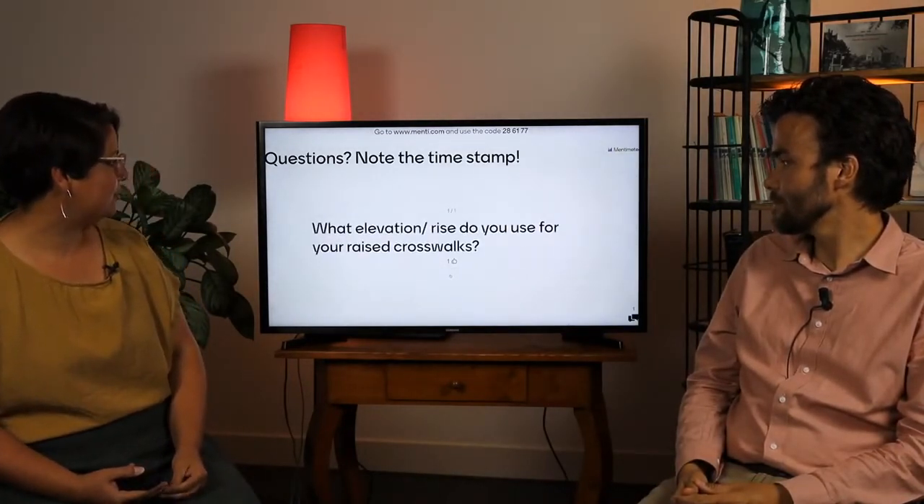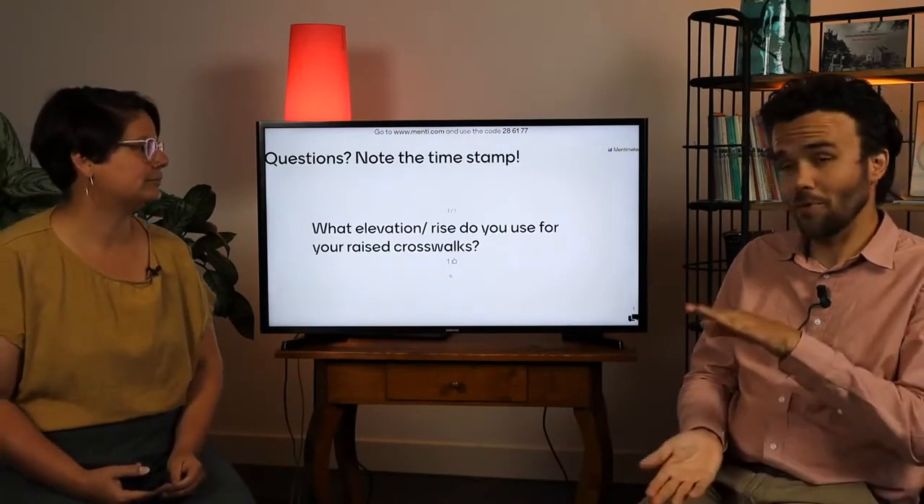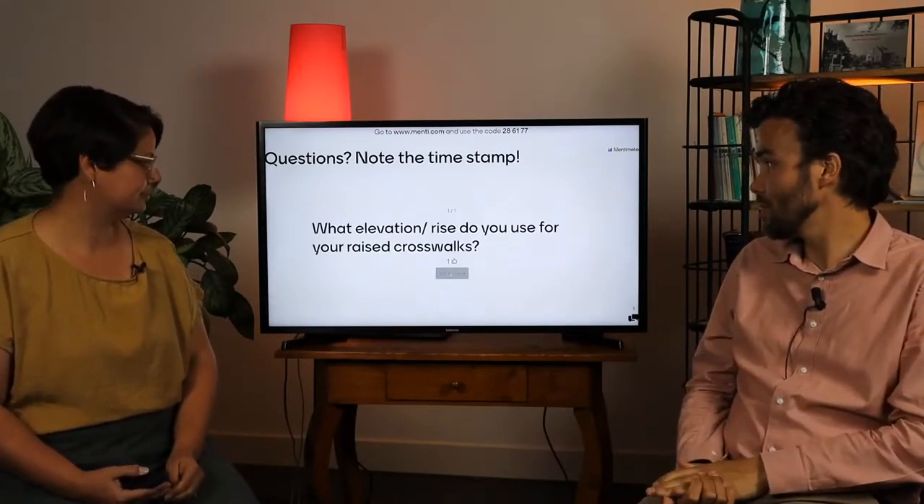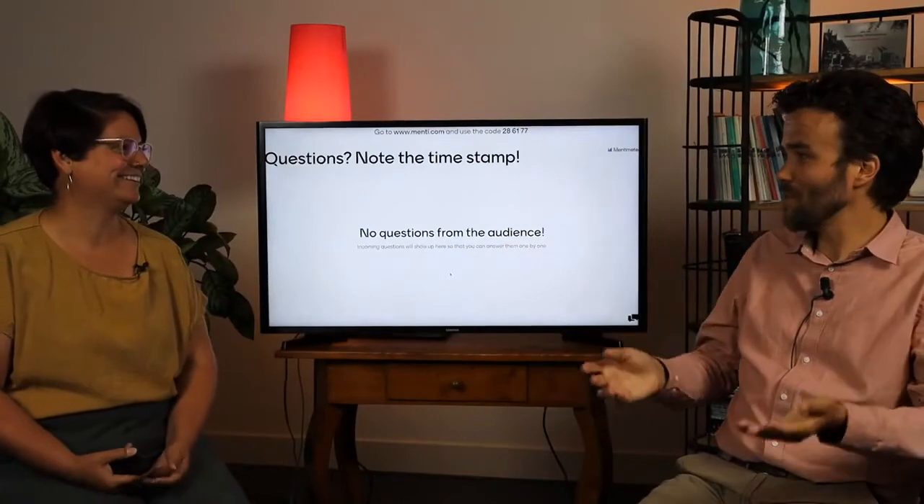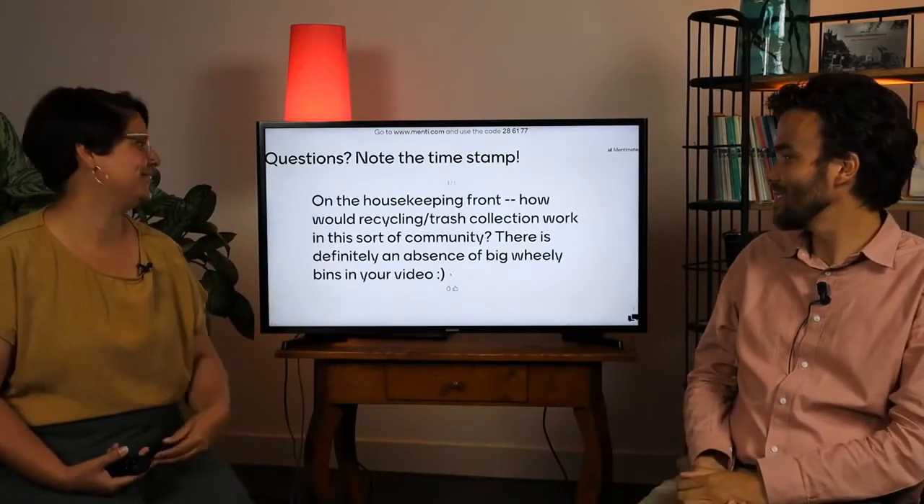What elevation or rise do you use for raised crosswalks? To curb level, so whatever your curb is. Here, generally 10 centimeters, but if it's 15, make it 15. Okay. I think that's our final question. Oh, we have YouTube questions. We'll do the YouTube questions.